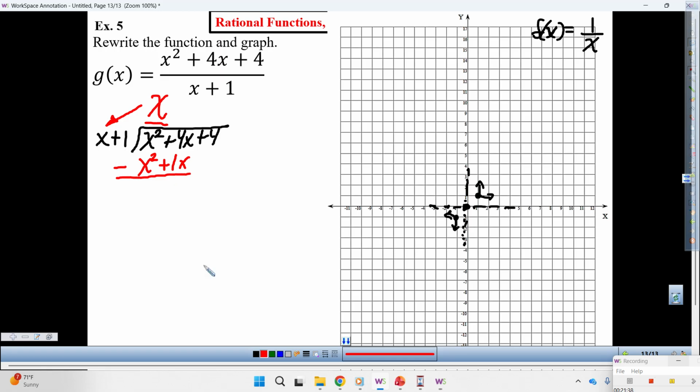We're going to subtract. That means we distribute this negative here and here. So this cancels. 4x minus 1x is 3x. Bring down the last term.